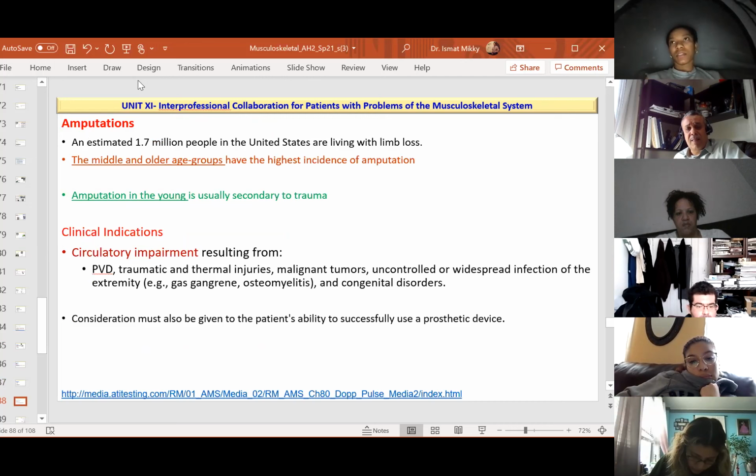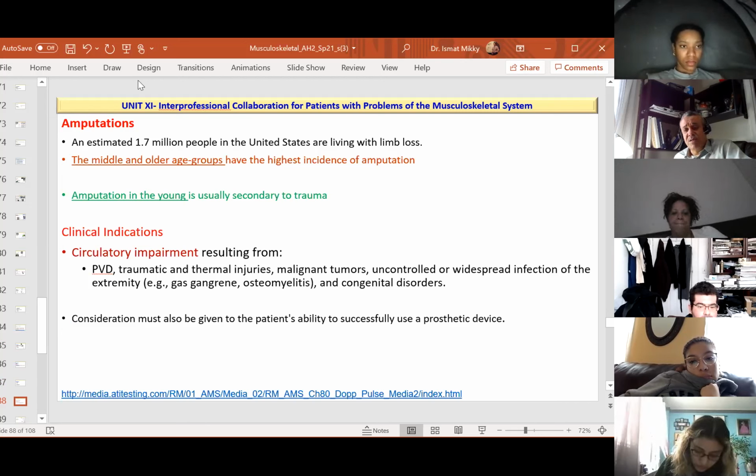Amputation would result due to or secondary to a trauma, like a motor vehicle collision or other types of injuries, or compartment syndrome. A late stage of compartment syndrome could result in us having to do the amputation.